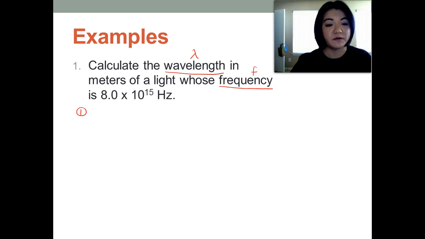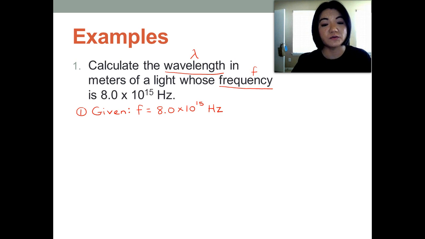If you remember, the first step is the given, and we are given the frequency, f, equals 8.0 times 10 to the 15 power hertz. Remember that frequency is measured in hertz. The second step is the answer that I'm looking for, and the answer I'm looking for is wavelength. Now wavelength, because it is a length, is going to be measured in meters.